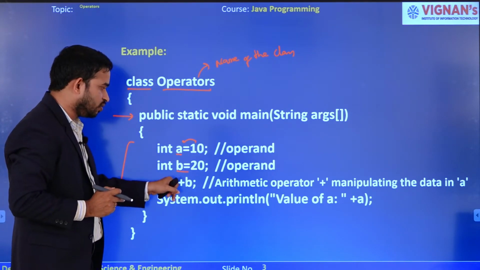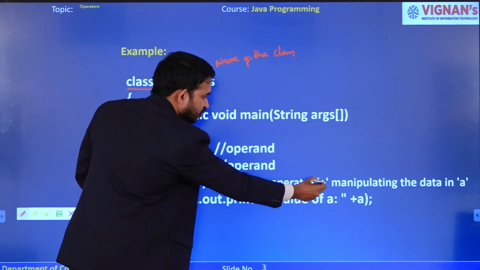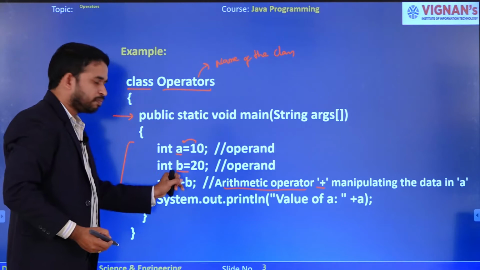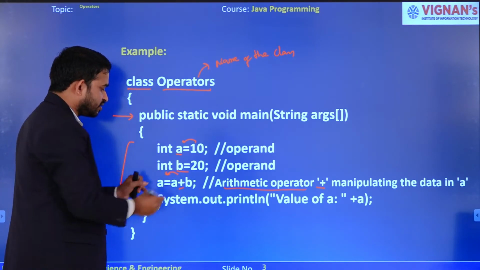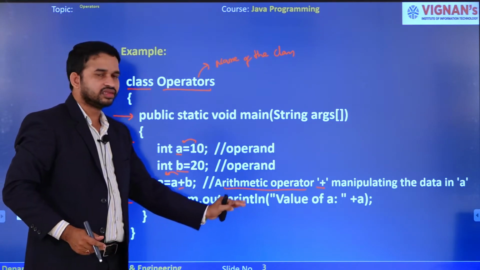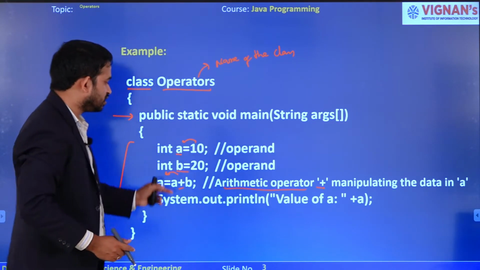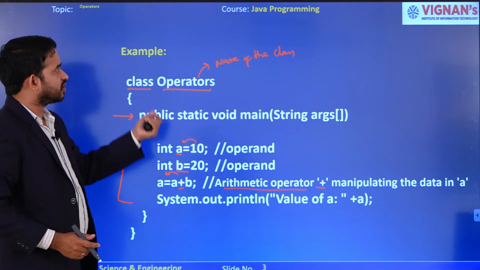Here A equal to A plus B. What type of operation are you performing here? Arithmetic operator, plus. Okay, A plus B. Here the plus symbol performs the arithmetic operation and gives the result to A. Then I am simply displaying with System.out.println the value of A. It displays the A value 30. So clear, right? This is a simple example for operator.